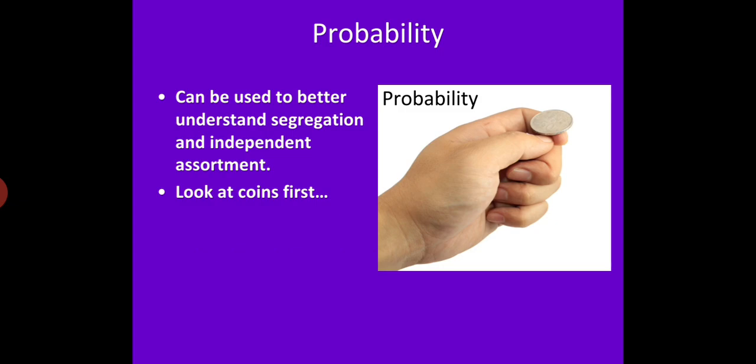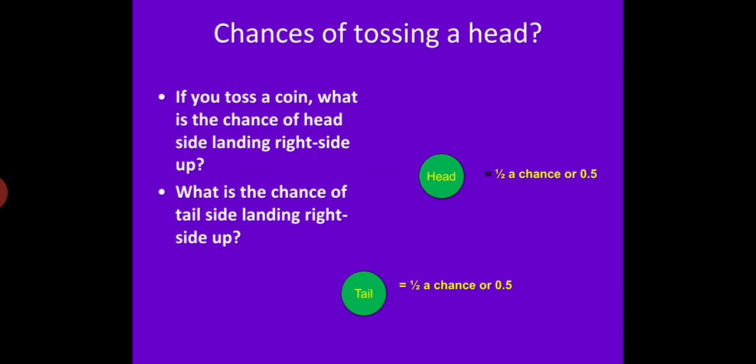Now we will look into probability. It can be used to better understand segregation and independent assortment. First, look at tossing a coin. If you toss a coin, what is the chance of getting a head? Half a chance, that is 0.5. And what is the chance of a tail? Half a chance, that is 0.5.